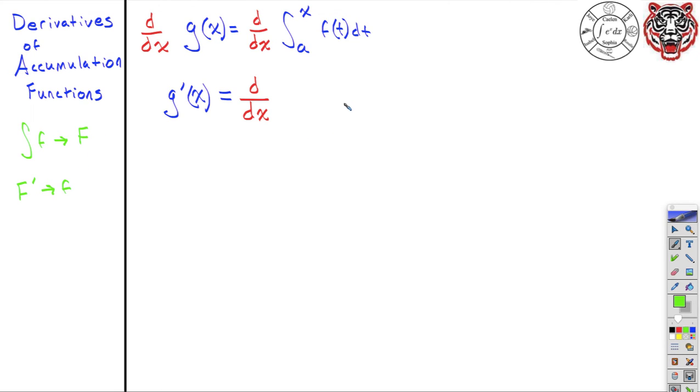So now instead of writing lowercase f, I'm going to use this definition right here, and I'm going to say that this is going to be turned into capital F of t. But somehow I need to take into account a and x. So what am I going to do here? Evaluation bar, yes, from a to x. Good job, Joy.